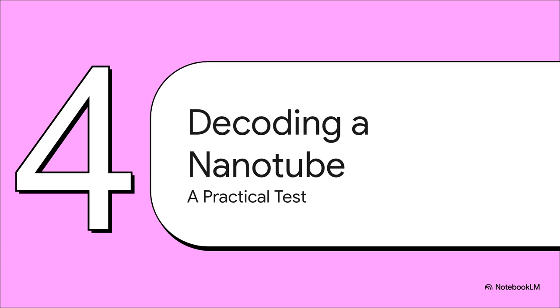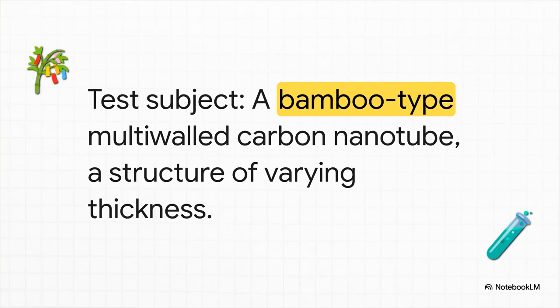To find out, scientists took this fingerprint analysis and aimed it at a material that had a really complex but known structure. And this was their first test subject, a bamboo-type multi-walled carbon nanotube. Just picture a bunch of tiny hollow carbon tubes nested inside each other, but with these little walls inside that make it look like a stalk of bamboo. It's actually the perfect test because you've got all these different thicknesses right there in one tiny structure.